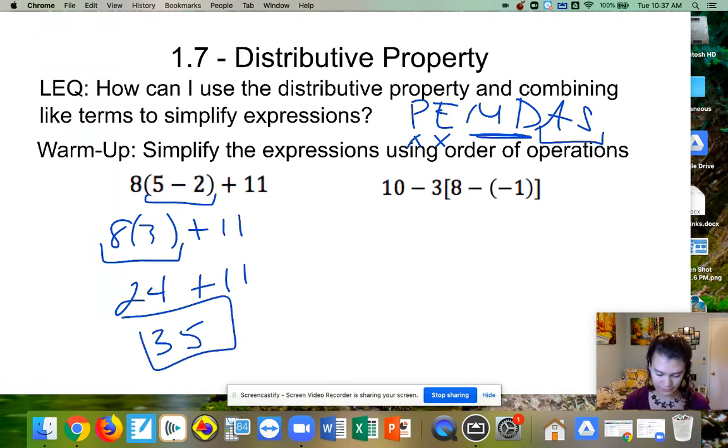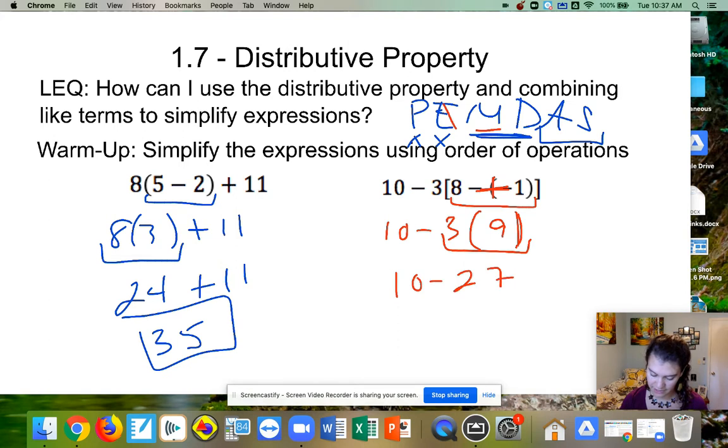The next one, we have parentheses again, so we're going to start with that. So you have 10 minus 3 times (8 minus a negative 1). So remember, this becomes a positive, so you get 9 right there. No exponents. We do have multiplying, so I'm going to multiply first. We have 10 minus 27, then your addition and subtraction to get negative 17.